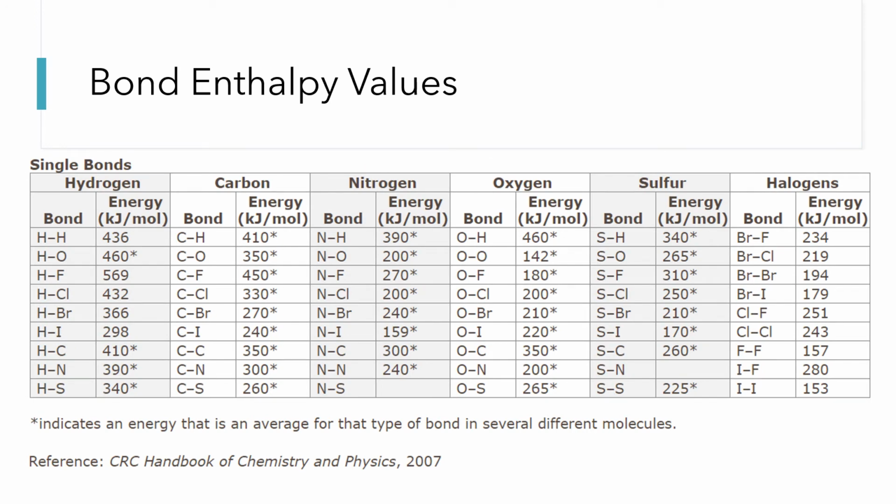You'll find tables like this one from your textbook that will show you bond enthalpy values for all kinds of different bonds. All of the bonds in this particular table are single bonds between a variety of elements. They're all listed as positive numbers, but do keep in mind that when this bond gets formed, that's the amount of energy that would be released. Or if you're going to break this bond, you've got to put in that much energy to break it.